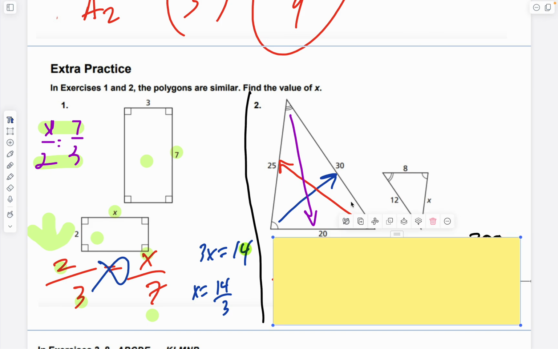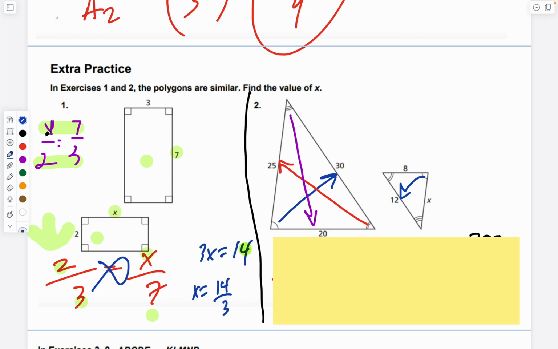Here, this is a little bit different. I need to solve the value of x. Notice how those angles are marked. They're marked like that for a reason. Well, what corresponds with the 30? The 30 corresponds to the side that's across from the angle with the single tick mark.